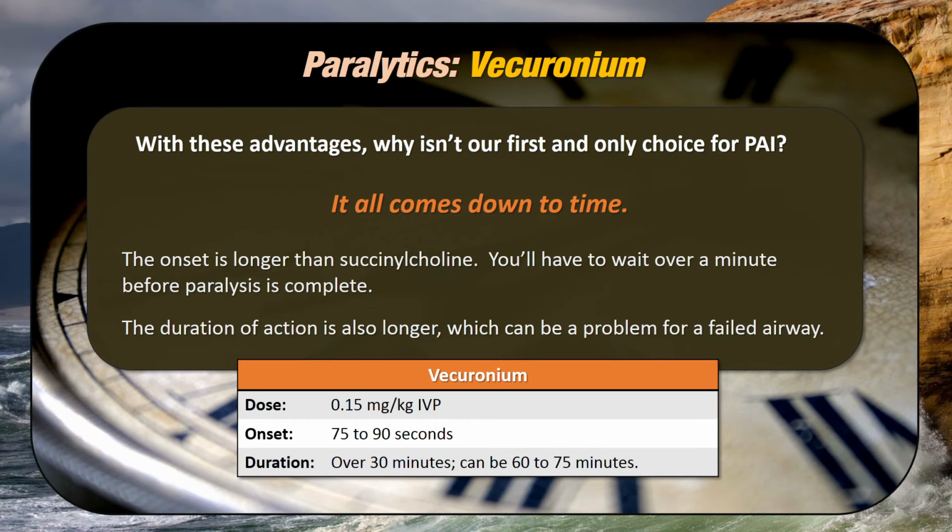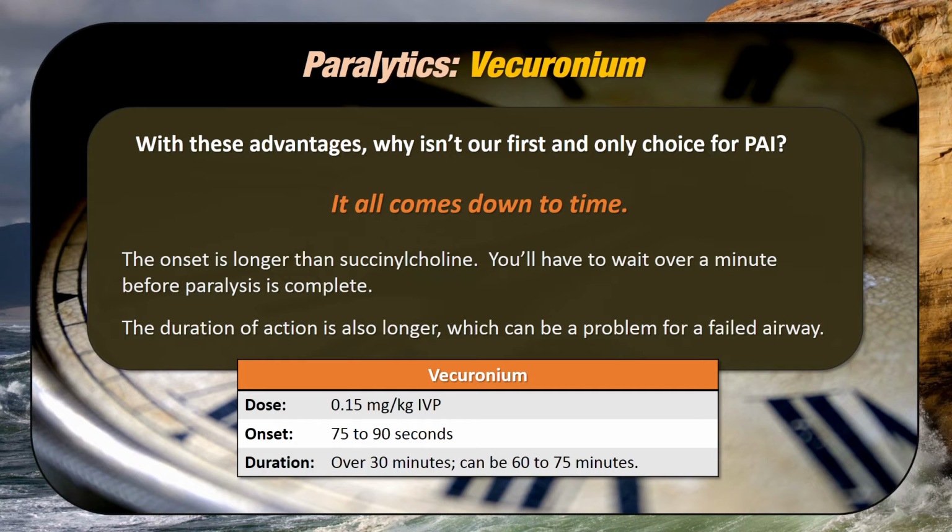So a lot of people may ask, well, with all of these advantages of vecuronium and very few disadvantages besides being a long-term paralytic, why aren't we using that more often? It all comes down to the time. The onset of succinylcholine is going to be quite a bit faster, and for RSI processes, we may be in an emergent airway process, and I need to get those patients intubated quickly. Therefore, I need them to be paralyzed quickly.